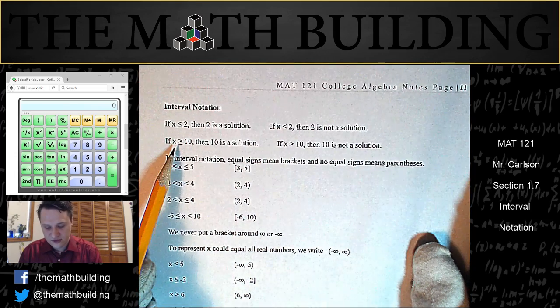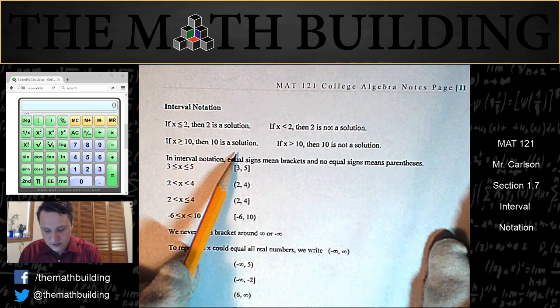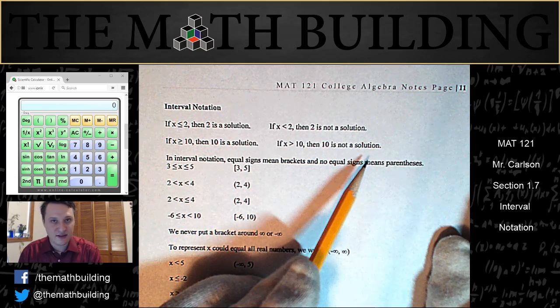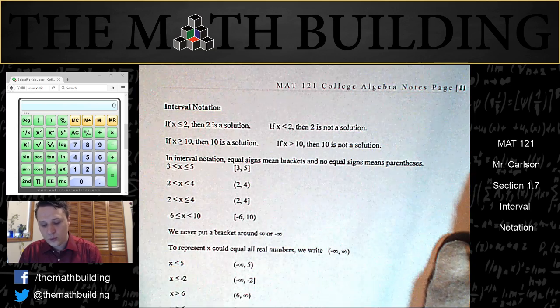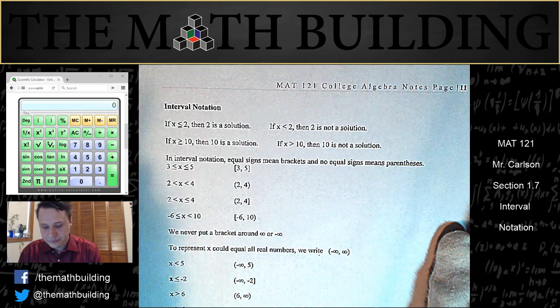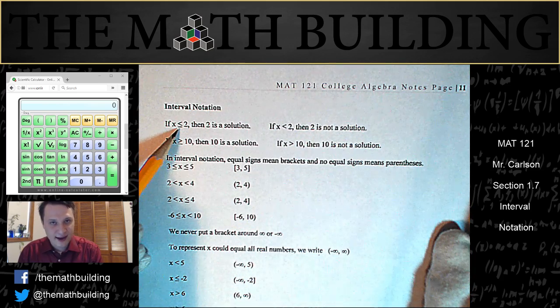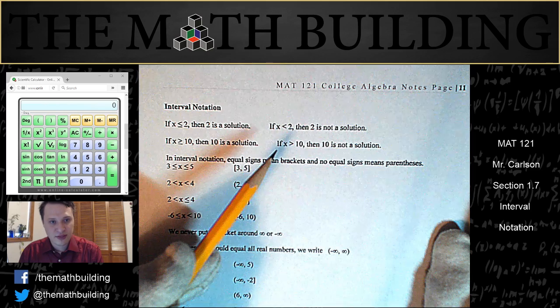Same for a greater than sign. If x is bigger than or equal to 10, then 10 is a solution. If x is bigger than 10, then 10 is not a solution because it's strictly greater. All right, so when we're doing this, here's the idea. When you see an equal sign, you should think bracket. When you don't have an equal sign, you should think parentheses.